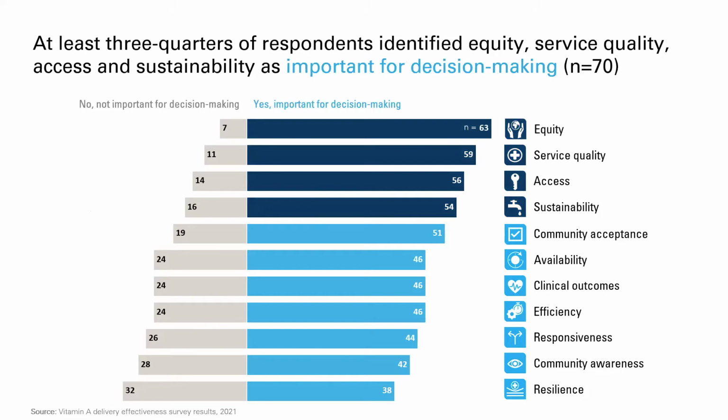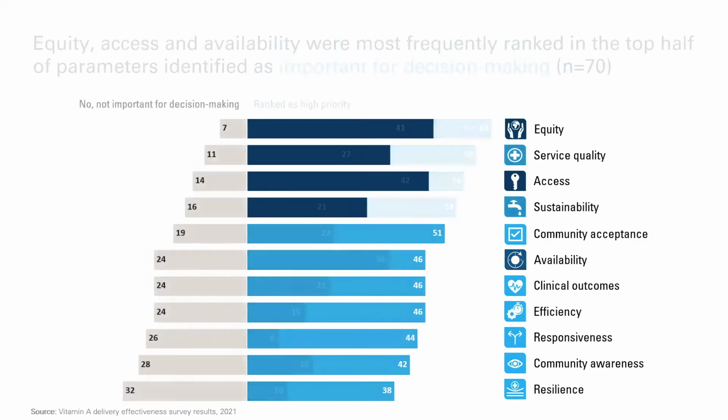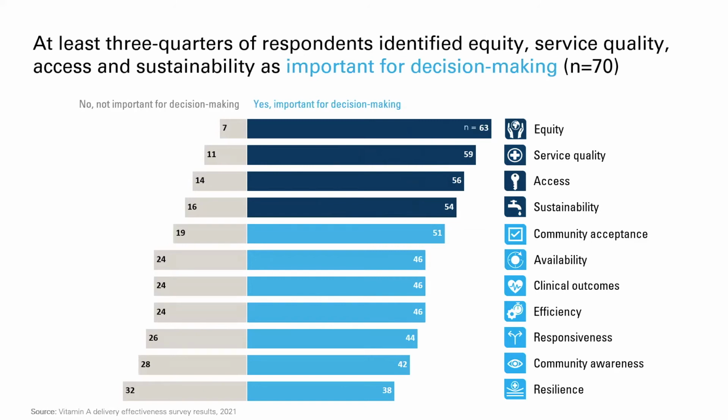So please don't be put off by the data richness of this particular slide. This is just to reflect that we asked respondents to choose which parameters are important for decision making from our list of 11 parameters. And then subsequently, we asked them to rank the parameters that they had chosen in terms of importance. So the bars in this slide, yes, if we could go back one, please. So the bars to the right show how many of the respondents chose that particular parameter. And the bars to the left, in gray shade, show how many didn't choose that parameter as being important to decision making. Next slide now, please.